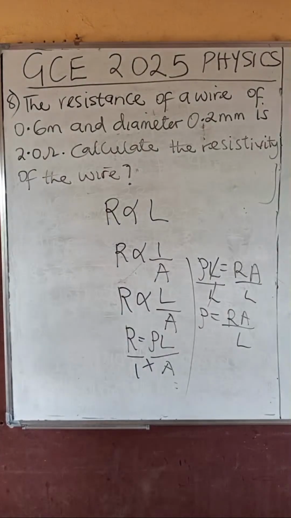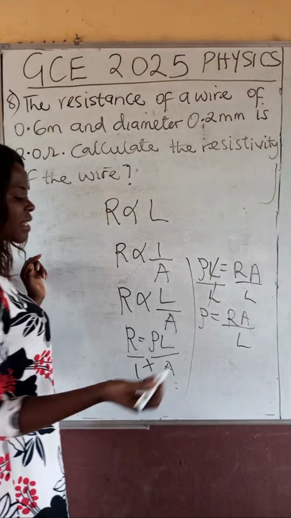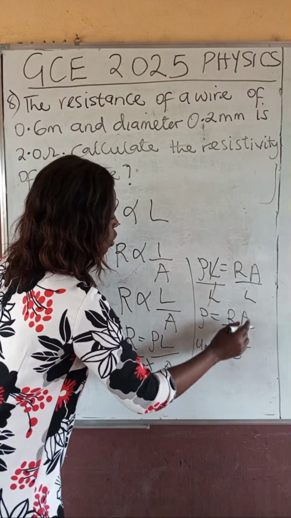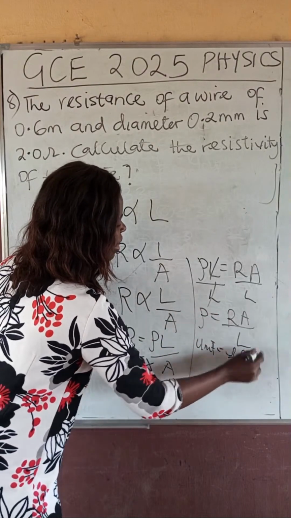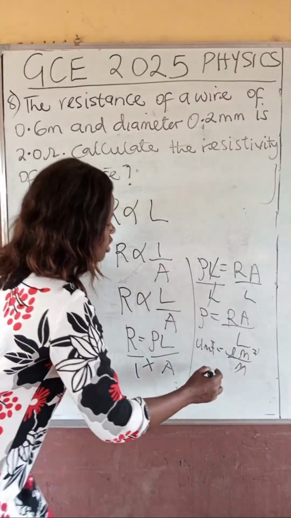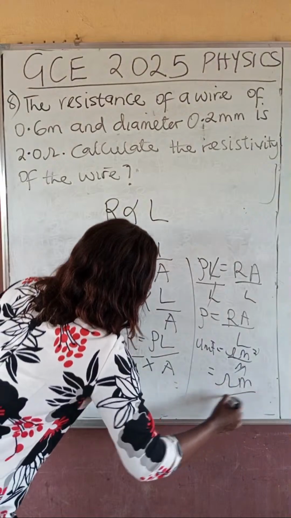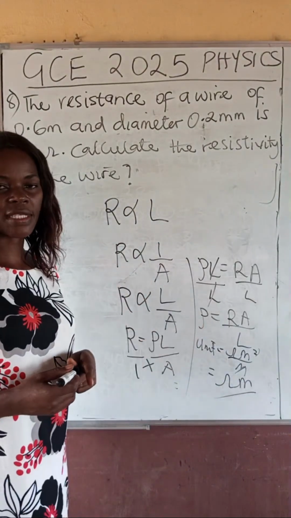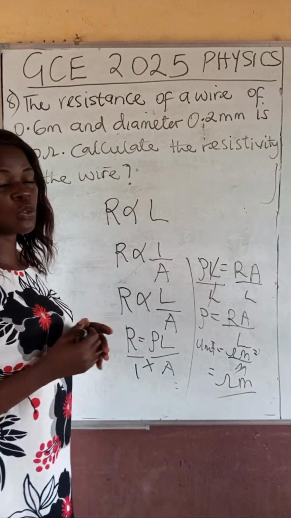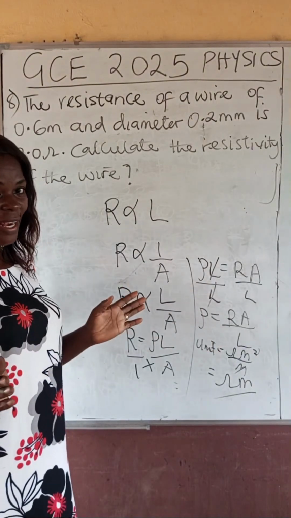And that is why the unit is ohm meter. How is the unit ohm meter? R is measured in ohm, A is measured in meter squared, and L is measured in meter. The meters cancel, and the unit becomes ohm meter. That is the unit of resistivity. Is that clear? So this is the formula I'm going to use to solve what we are actually looking for.